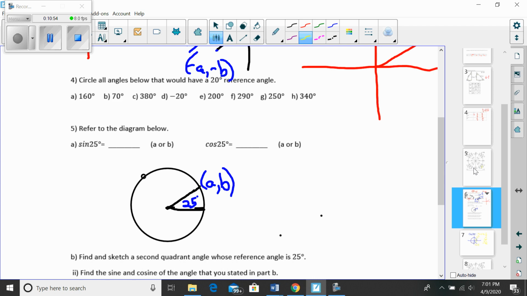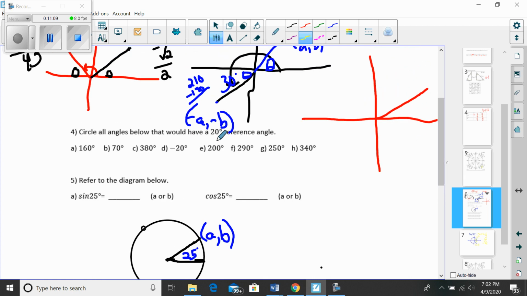And so questions 4 and 5 are going to be very close to the kinds of problems that I'm going to put on the quiz. All right, to make sure you understand this, even though you can have that circle in front of you. All right, and so the first question asks you to circle all angles below that have a 20-degree reference angle. So here's 20 degrees.